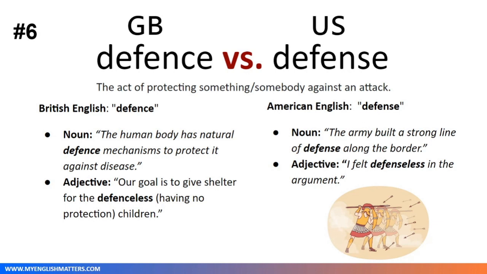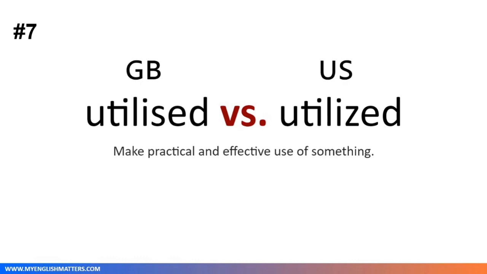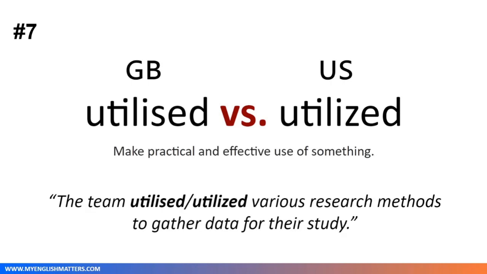All right. Okay, let's move on to our next set of words. Utilized. That would be the British spelling with an S. What it means is it makes practical and effective use of something. Utilized. That's the American spelling. So the team utilized various research methods to gather data for their study.